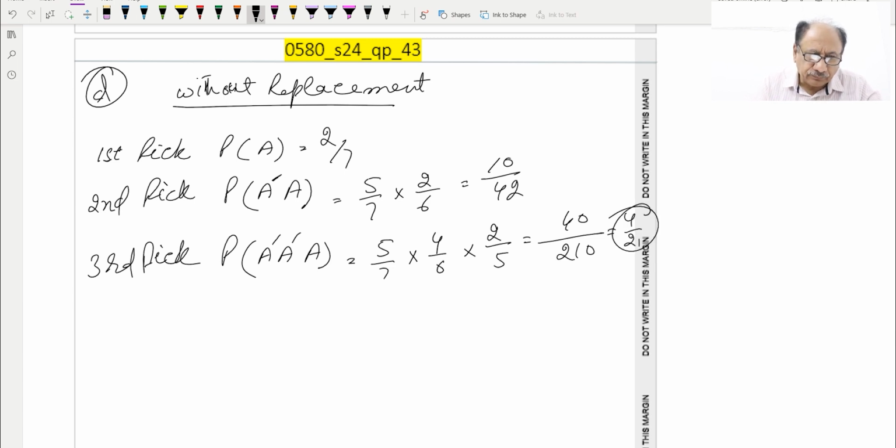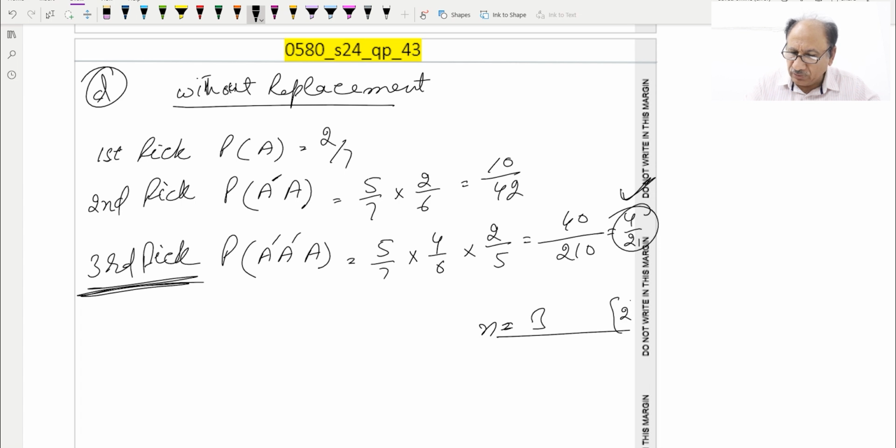Now, they're asking what the probability is for the n. So we have seen that 4 over 21 is for the third pick. So they are asking this 4 over 21 is for which pick, which is the third pick. So we can write here n is equal to 3, and this is the 2 marks part which we have done. Hopefully you understood this question.